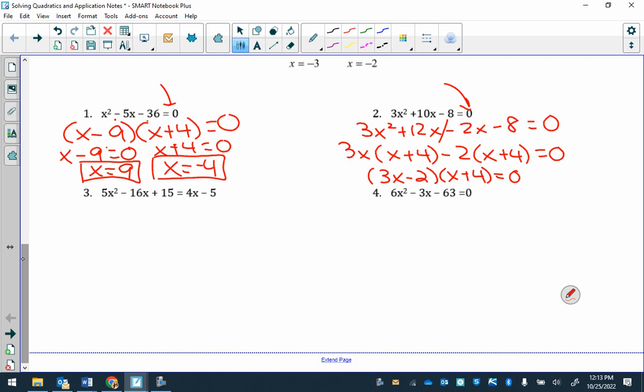And now for solutions, you just set those both equal to 0. So your two solutions are as follows. Okay, those are your two x-intercepts for that quadratic. Okay, now for number 3, what do you have to do first? Yeah, Julia. Perfect. Good.